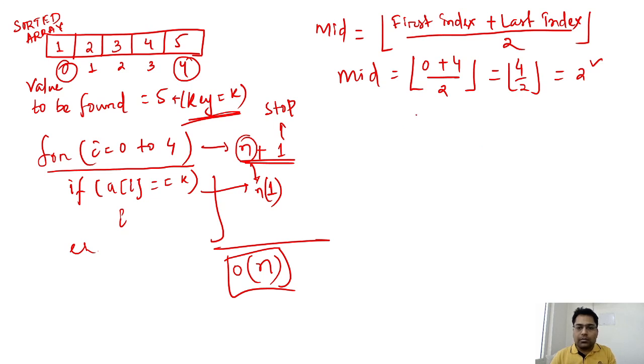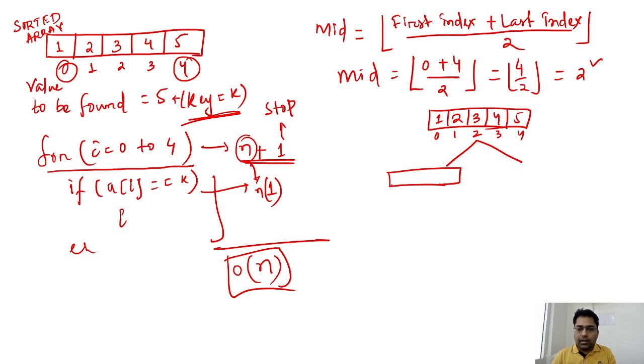Mid we found. Once we found mid, now I must write the indices 1 2 3 4 5, and 0 1 2 3 4. From this 2, two different halves of arrays could occur now. Like 0 1 2, here 3 and 4, 4 and 5, here 1, then 2, then 3. After that what we have to do, it's basically mid plus 1.